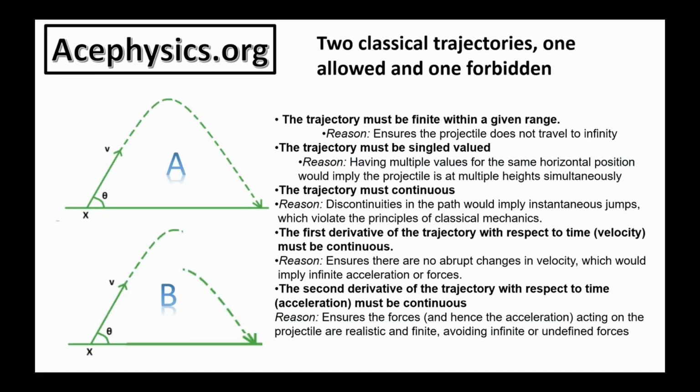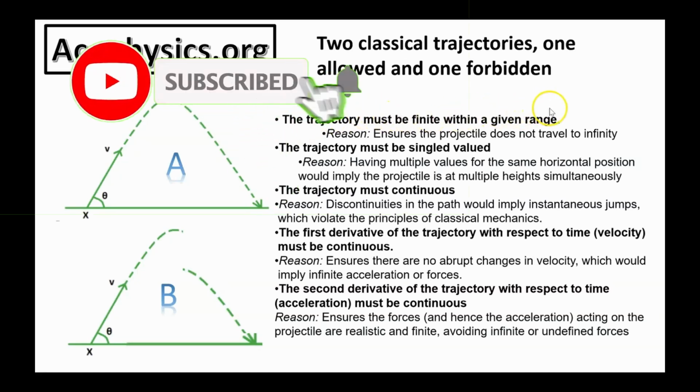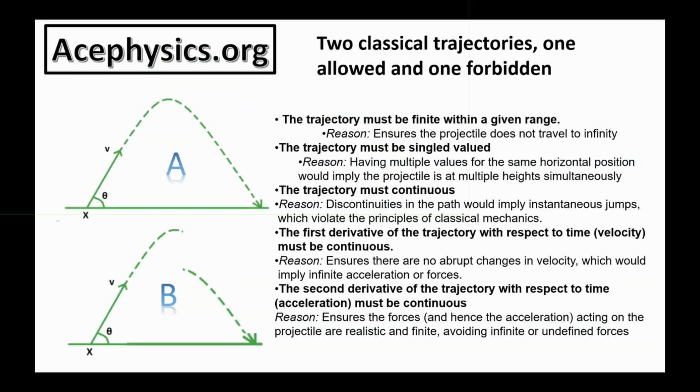On this slide, I'll list the requirements for classical trajectories to help you understand why we do this in quantum mechanics. The trajectory must be finite within a given region. The particle can't just go to infinity. Maybe the Incredible Hulk could make that happen, but otherwise it won't. The trajectory must be single valued. This is obvious. The trajectory must be continuous. Particle can't just disappear here and reappear here. That would be really cool if it could happen. I would love to see it, but that's not the way that it works.